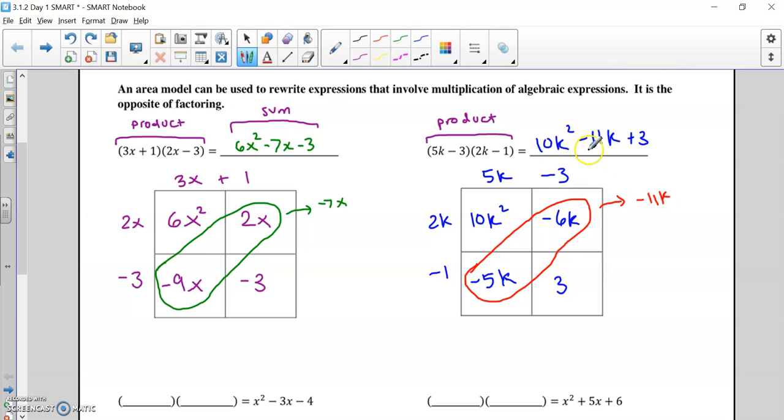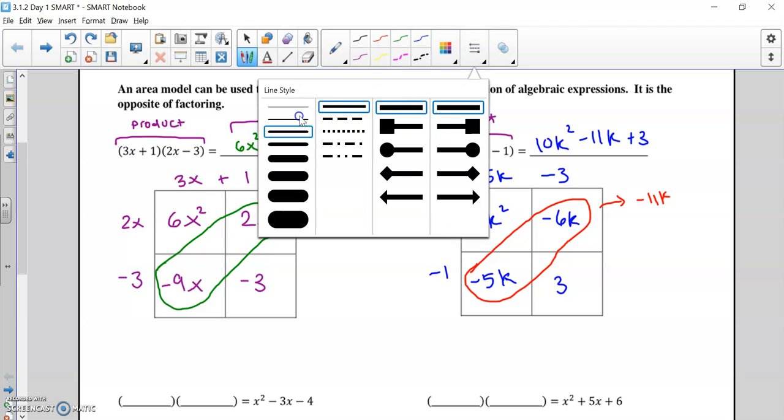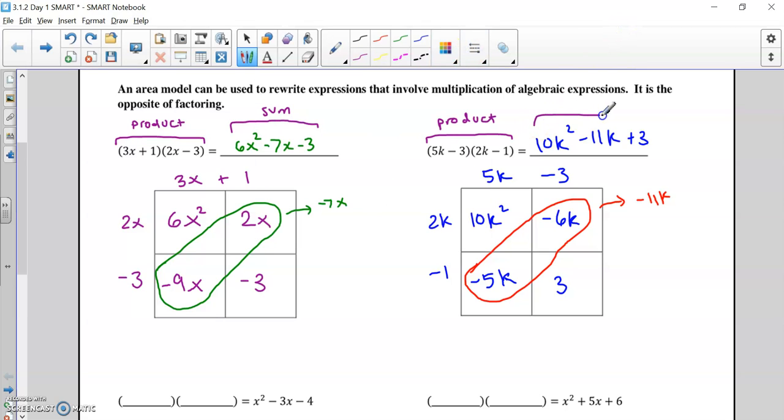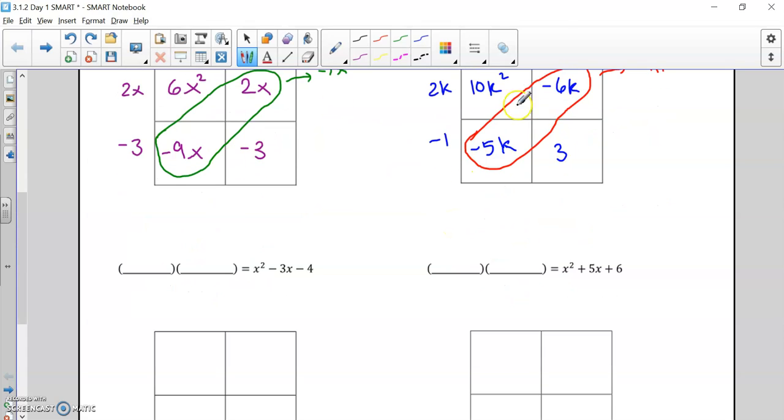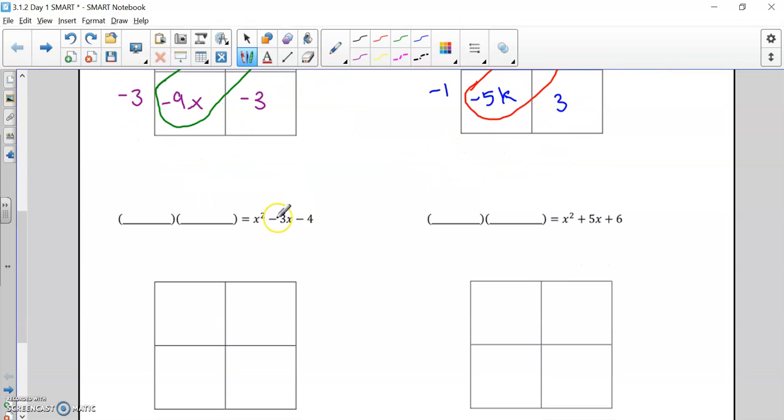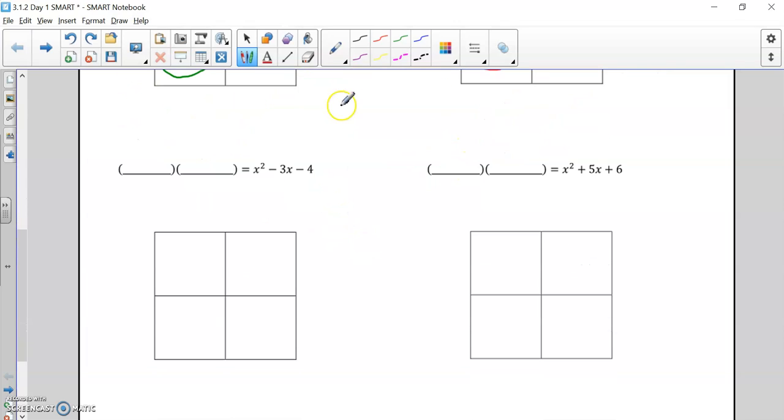All right, so this, once again, is the sum, because that's everything in the box added together. Okay, that's what a sum is when you're adding things together, versus the product, which is the two things we multiplied to get the sum. All right, so that is how we use the generic rectangle or the area model to multiply and get the sum. Now we're going to move backwards.